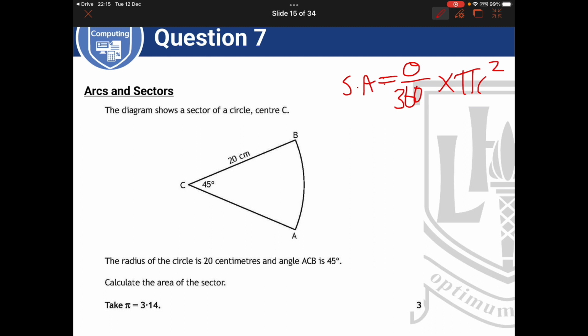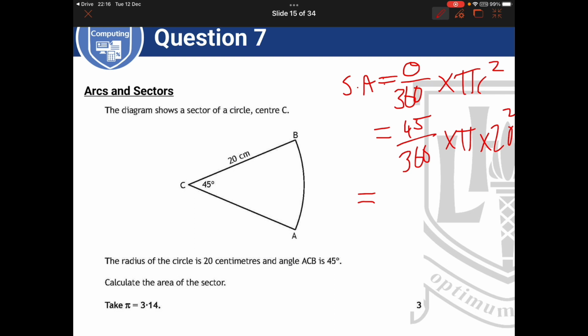If it was the arc length, it would be pi d. Now we can fill in the values. So what's the angle in the centre? Well, it's 45, so 45 over 360 times pi times the radius squared, and the radius is 20, so 20 squared. Now this is non-calculator, so we're not just going to jump to a calculator and stick that in. We've got a bit of work to do here.